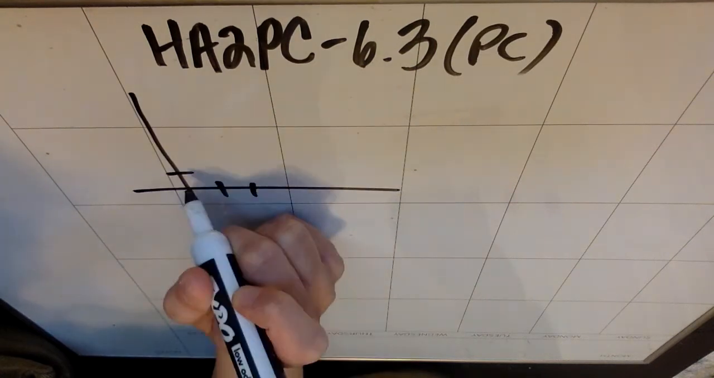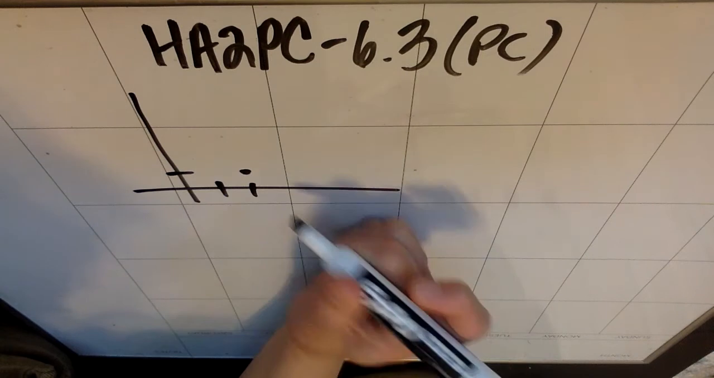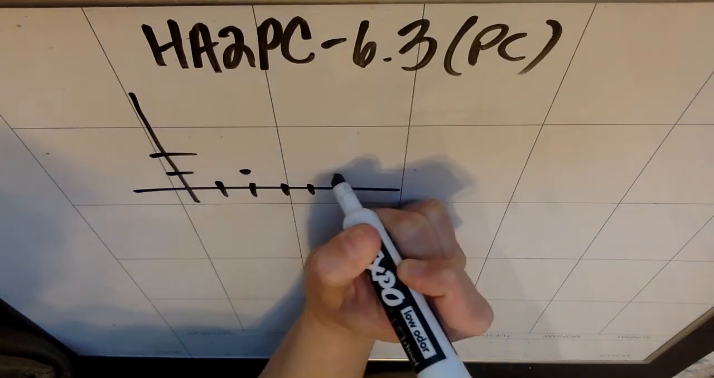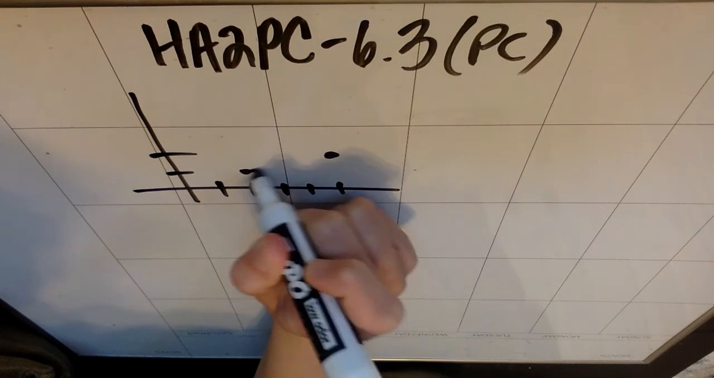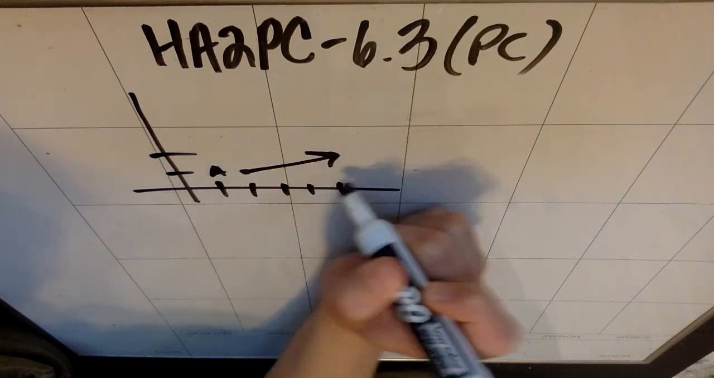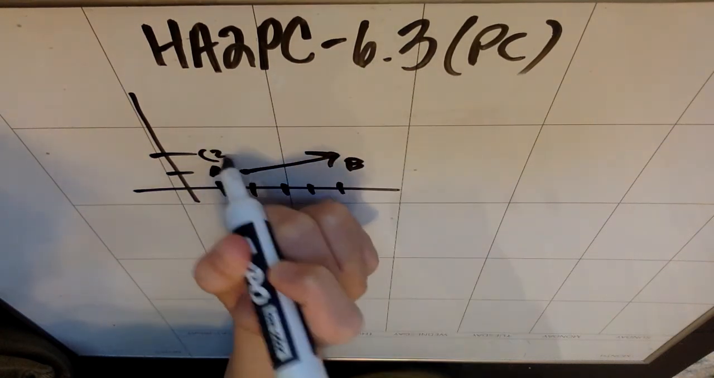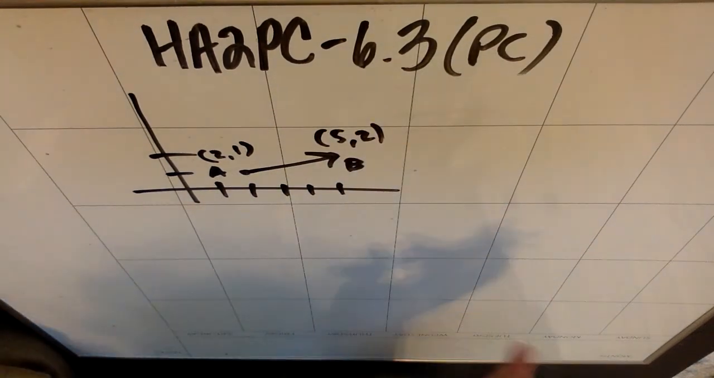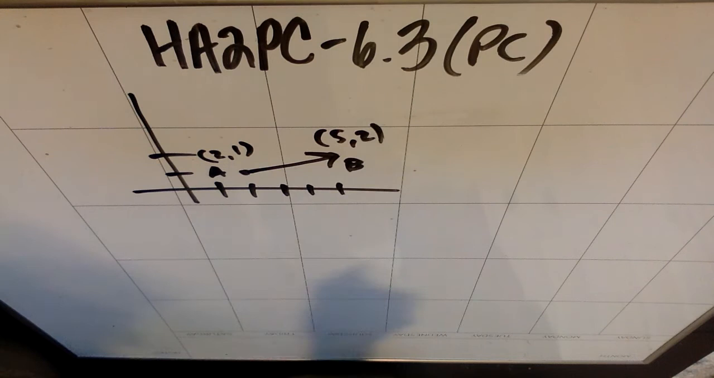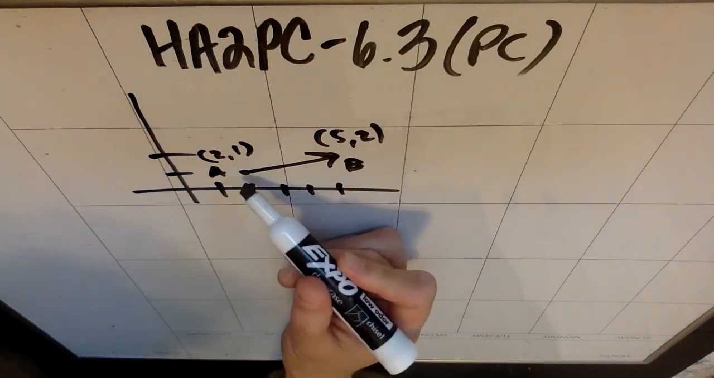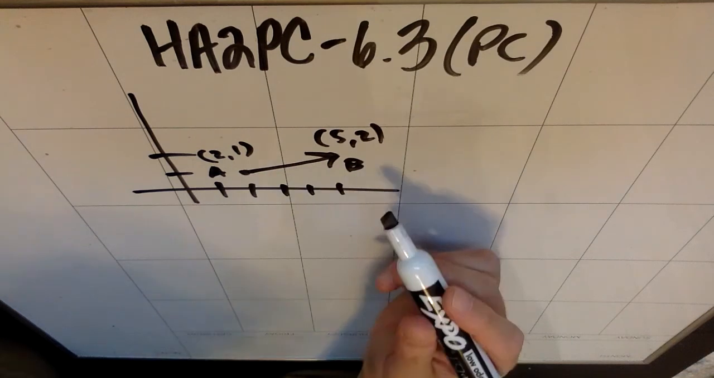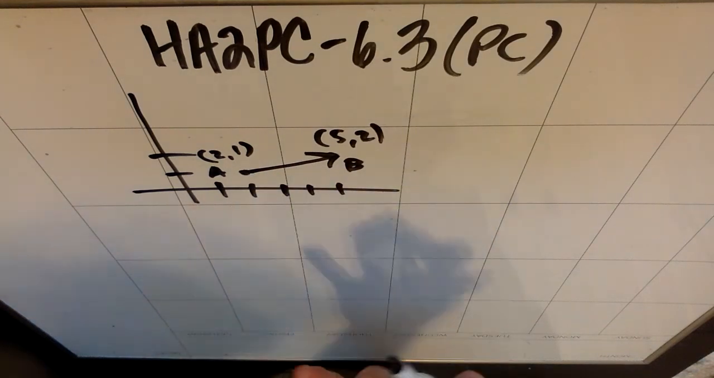that starts at (2, 1) and ends at (5, 2). Okay, so I'm going to call that vector AB. So A is (2, 1) and B is (5, 2). So this is my vector AB, right? Essentially, I could draw AB anywhere, right? I could find the magnitude of AB by using the distance formula, which we'll do in a sec.